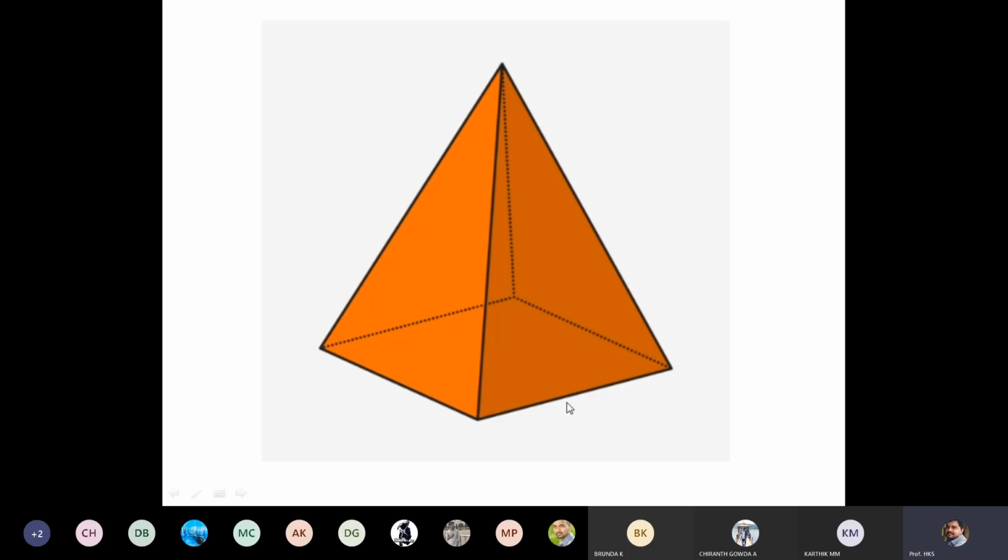What is the difference between prism and pyramid? Try to answer. Pyramid has an apex, whereas a prism has two similar end faces. That means if it is a square prism, at the bottom end there is a square, and at the top end face also there is a square. So you can see two parallel similar faces in the case of a prism.